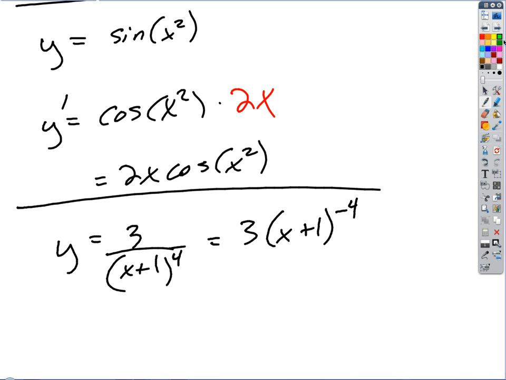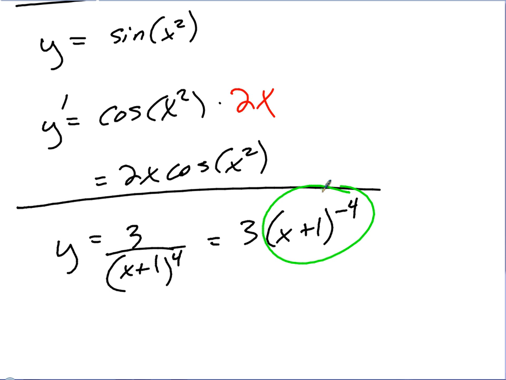Here's the part we're interested in, though. That guy. Now, how many layers are there to that function? I think I heard it. 2. Yeah, what's the outermost layer? Hand to the negative 4, right? And then inside that, I've got a pretty simple function, x plus 1, right? But it is a function, okay? And so we can deal with this using that chain rule, can't we?